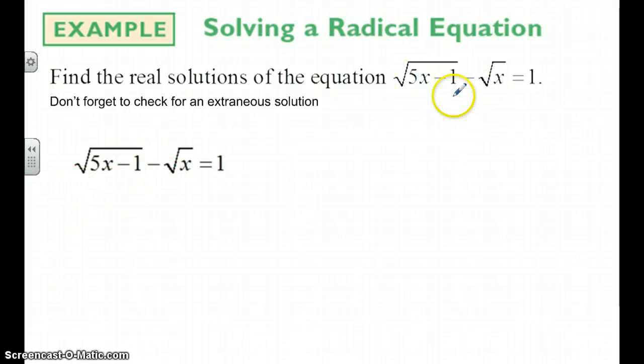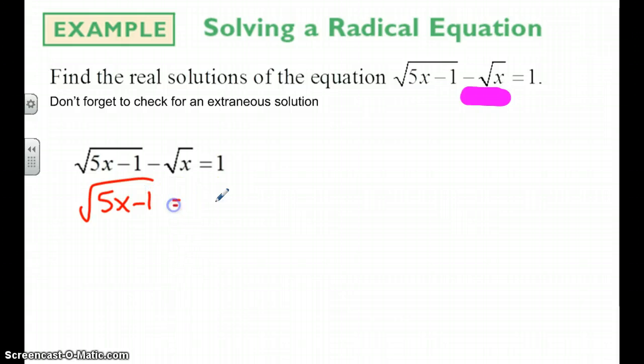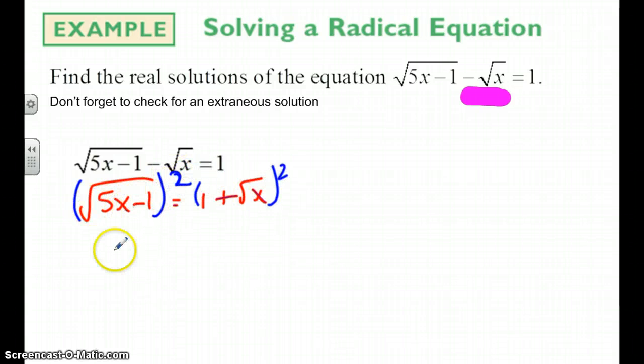This particular problem, you do not have the radical isolated by itself, so we want to take this term and throw it on the other side. I'm going to get some radicals on the left and some radicals on the right. So the first step here is to add the square root of x to both sides. Our next step is to square both sides. So the square root of anything squared is itself, so 5x minus 1.